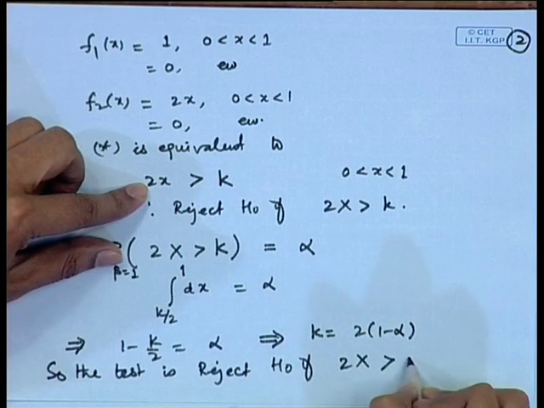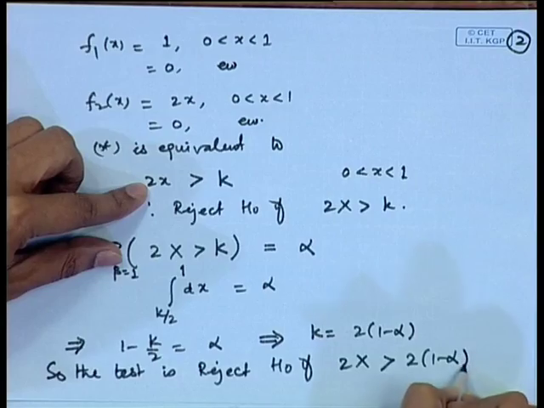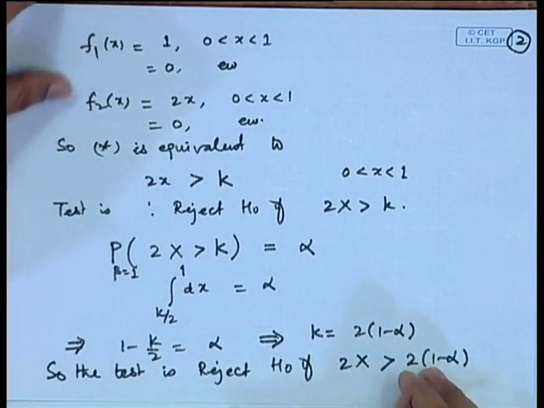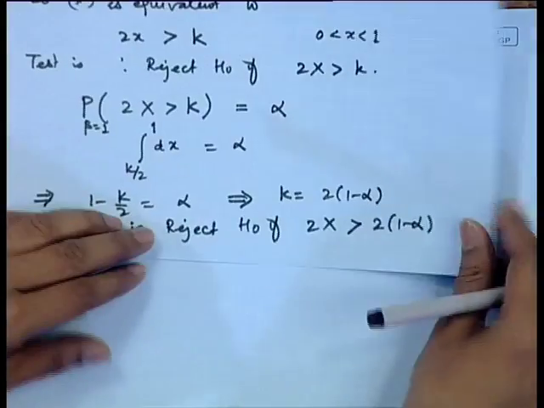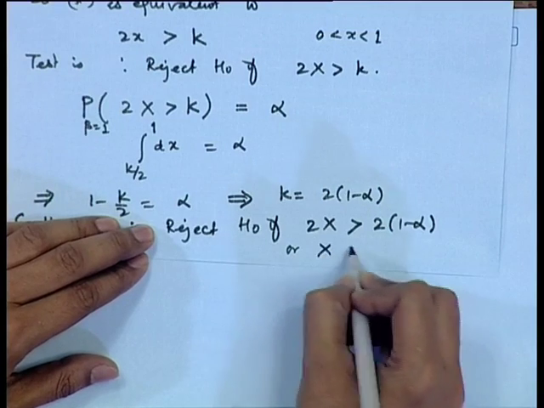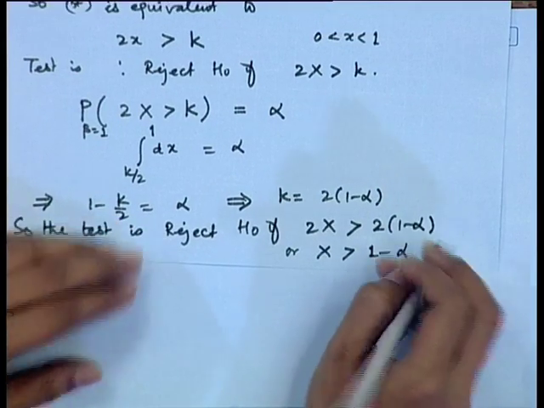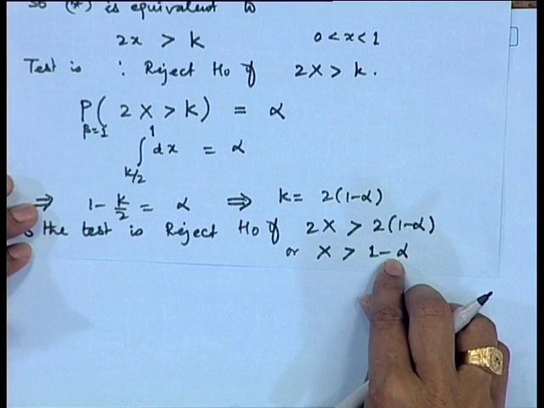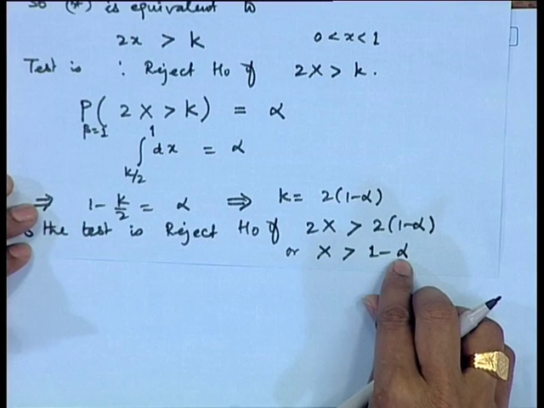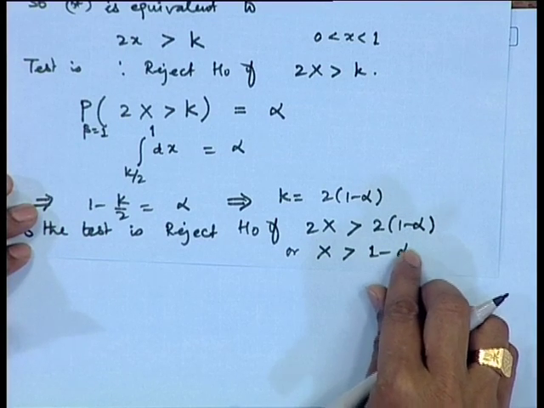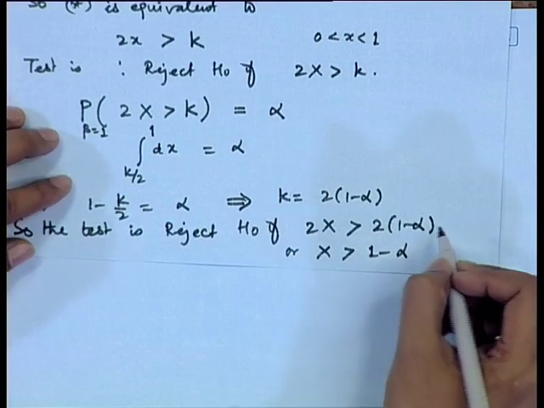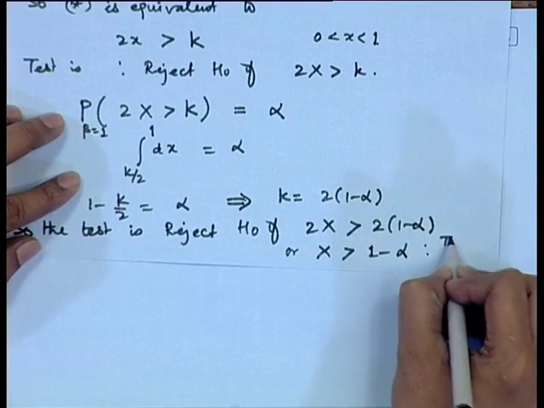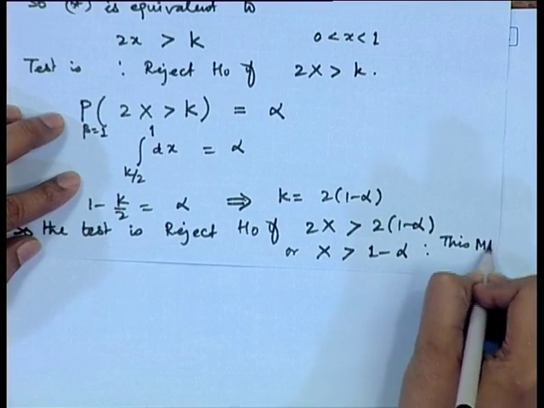So, the test is, in theoretical terms we can write: reject H naught if 2x is greater than twice 1 minus alpha, which is equivalent to x is greater than 1 minus alpha. So, a most powerful test of size alpha is reject H naught when x is greater than 1 minus alpha. So, this is the most powerful test.